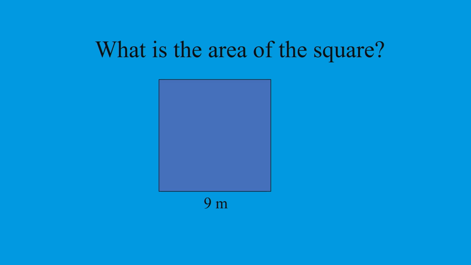We must not forget that all the sides of a square are equal. The area will be 9 meters times 9 meters. This will give you 81 meters squared.